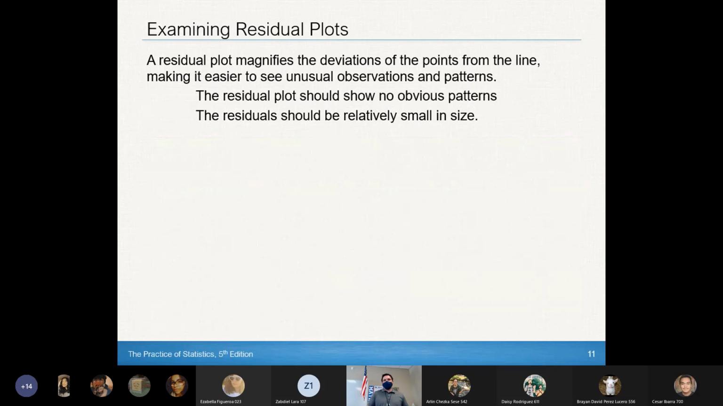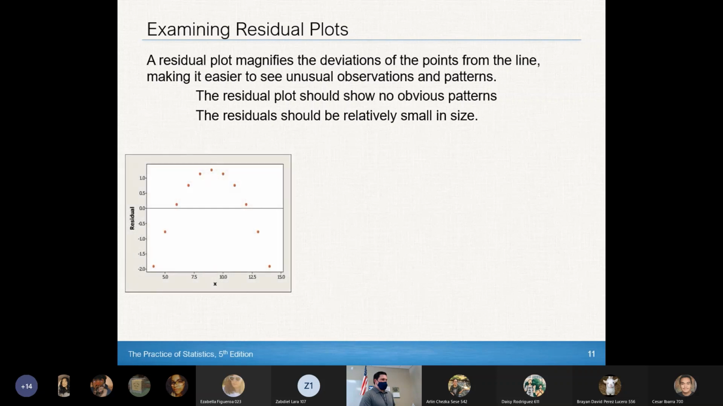A residual plot magnifies the deviations of the points from the line, making it easier to see unusual observations and patterns. The residual plot should show no obvious patterns. The residuals should be relatively small in size. So, for example, we have a residual plot that looks like this.